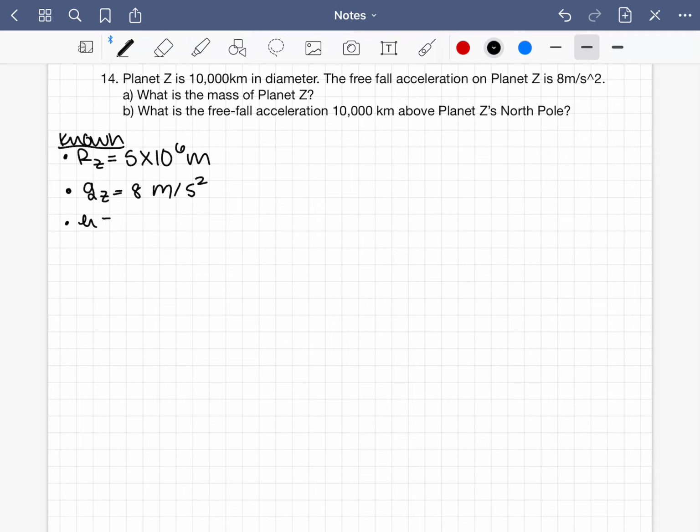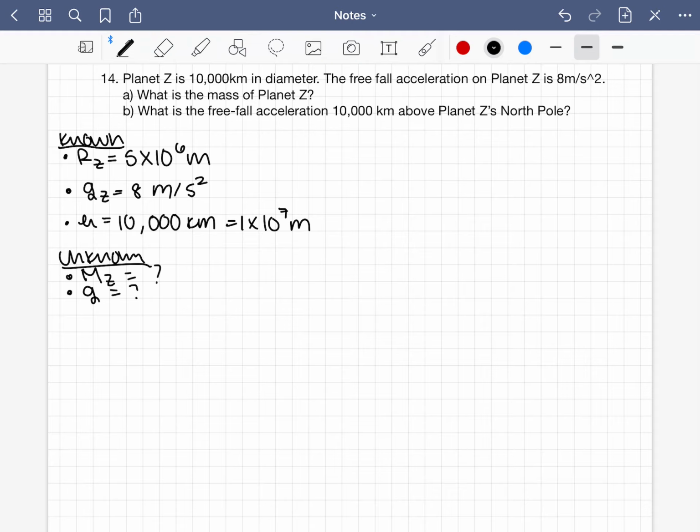So h is going to be 10,000 kilometers, which is going to be 1 times 10 to the 7 meters. And then unknown, so we don't know what the mass of planet Z is, that's what we're asked to find, and we also don't know what the free fall acceleration 10,000 kilometers above the North Pole is. That's also what we're asked to find.